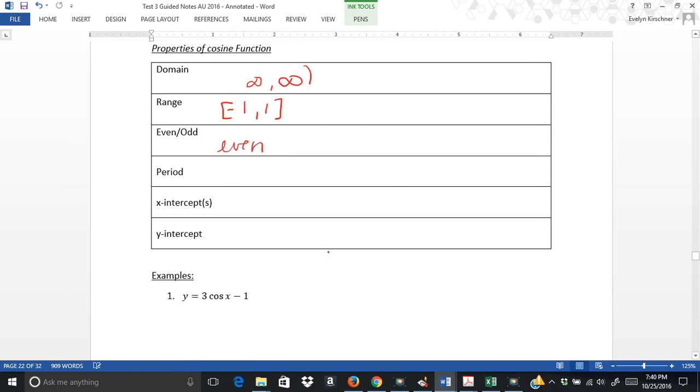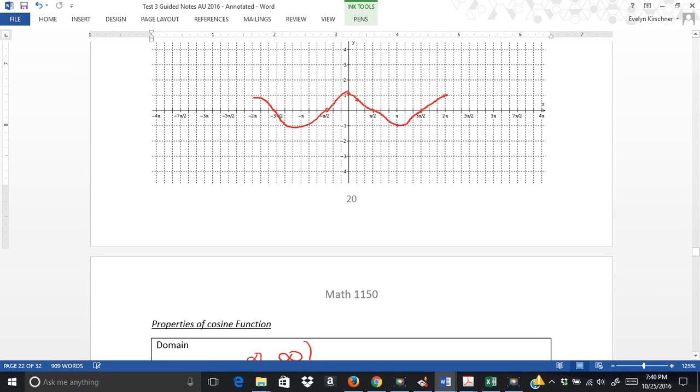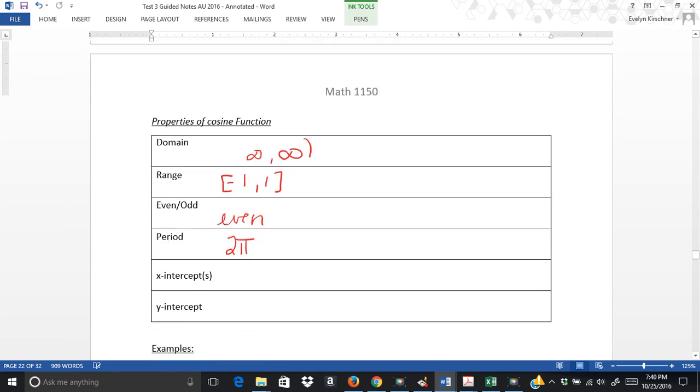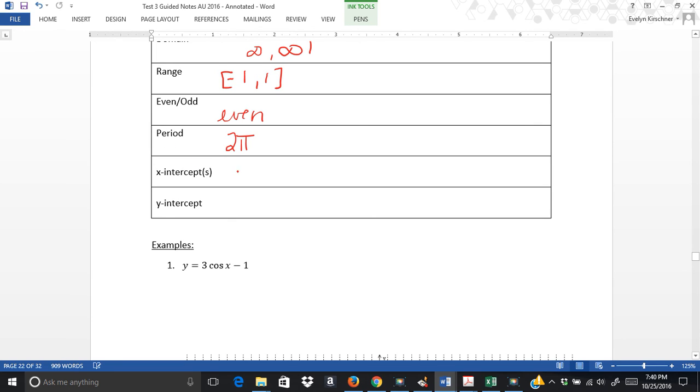Its period, we said, is 2 pi because it's one revolution around the unit circle. The x-intercepts, where does it cross the x-axis? Well, it crosses at pi over 2, 3 pi over 2, so all the pi over 2s. So it's n pi over 2 for n odd, because if n was even, it would be pi or 2 pi.